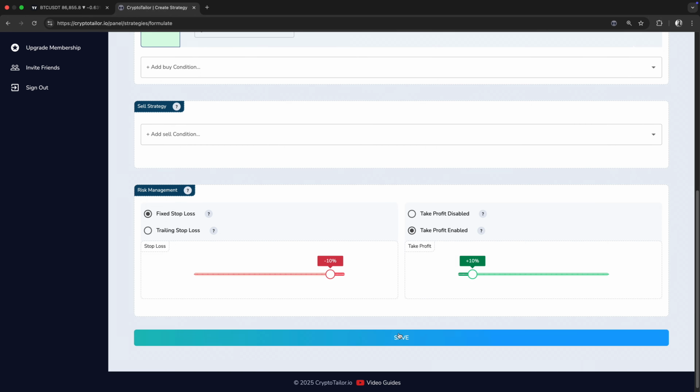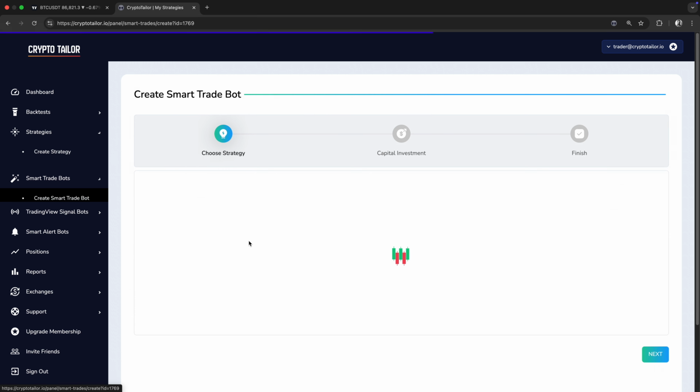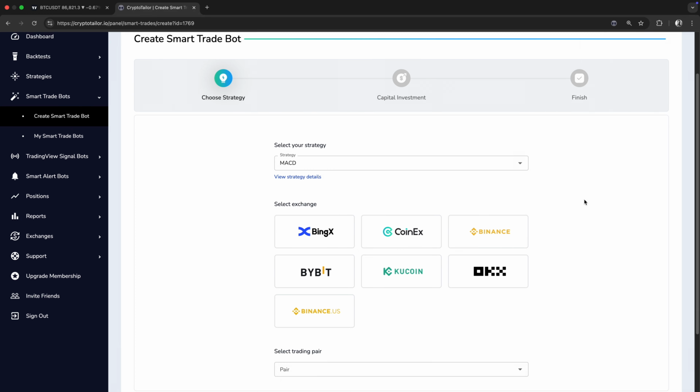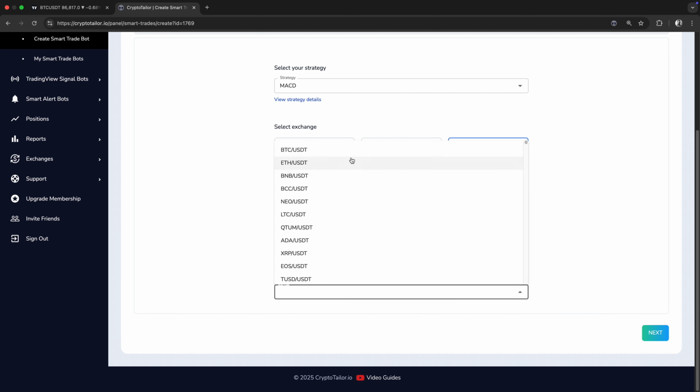Finally, when you click Save, your strategy will be ready. To automate it, simply click on Convert Strategy to Smart Trade Bot and complete the process in 3 straightforward steps. The first step involves choosing your exchange and trading pair. In this example, I'll select Binance and Bitcoin.